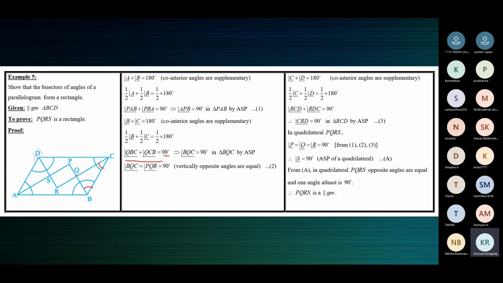So in this triangle QBC, the sum of these two angles, this angle plus this angle, is equal to 90. So the third angle, this one, will be 90 degrees. If this is 90, vertically opposite angles, this also will be 90. Here we have to use vertically opposite angles. For angle P, we got it straight away. Inside the quadrilateral, angle P is 90. But to find angle Q, we found this one is 90, and vertically opposite angles are equal. So this one is also 90. So inside PQRS, Q is also 90 degrees.